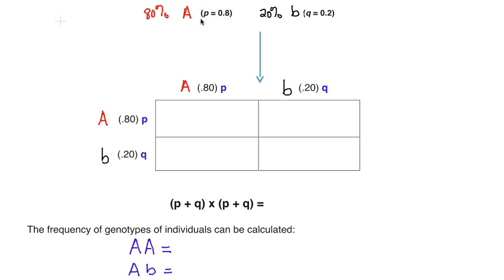So I'm on to the next page and I'm using large A for my dominant allele and little b for my recessive. In this set of problems, I already told you that I'm using 0.8 or 80% for the A and 20% for the b. That's something we're starting with just to understand how this all works. Now let's do a cross between two heterozygotes to see how this all works.